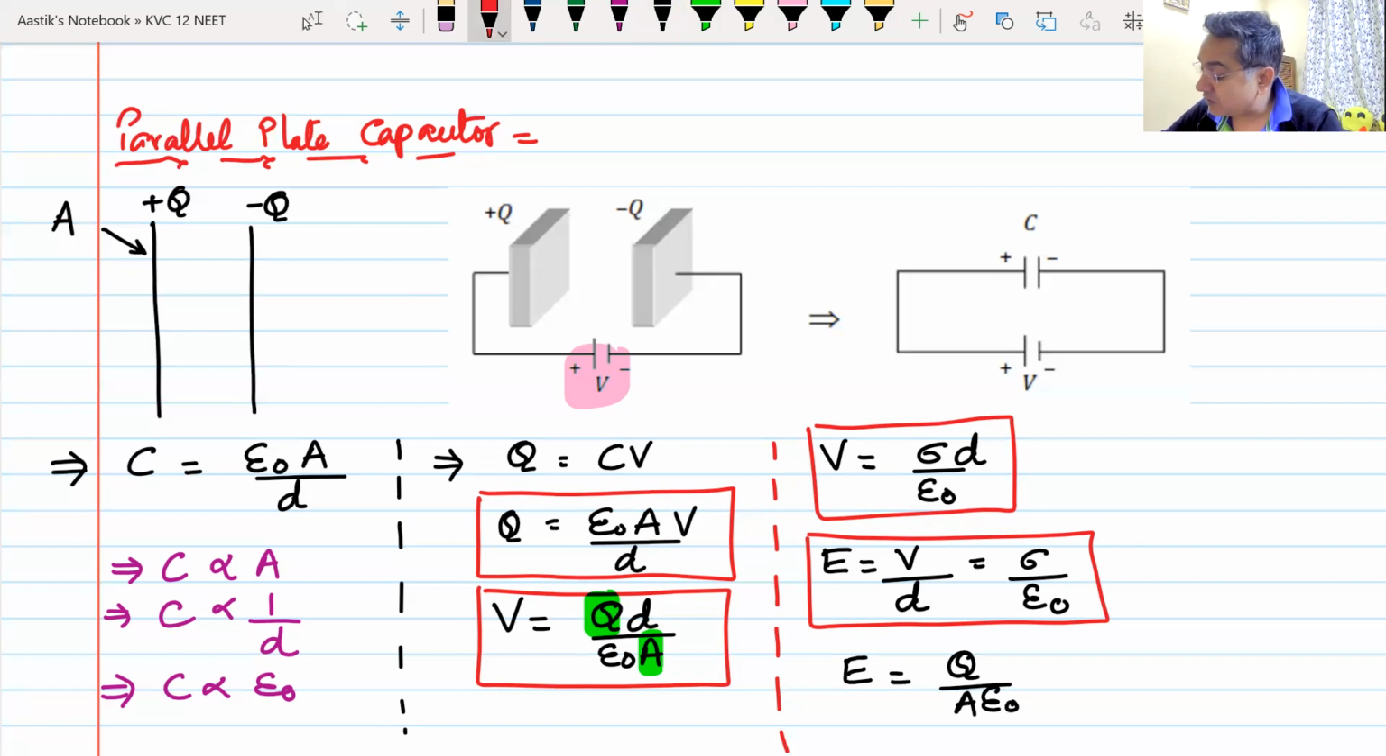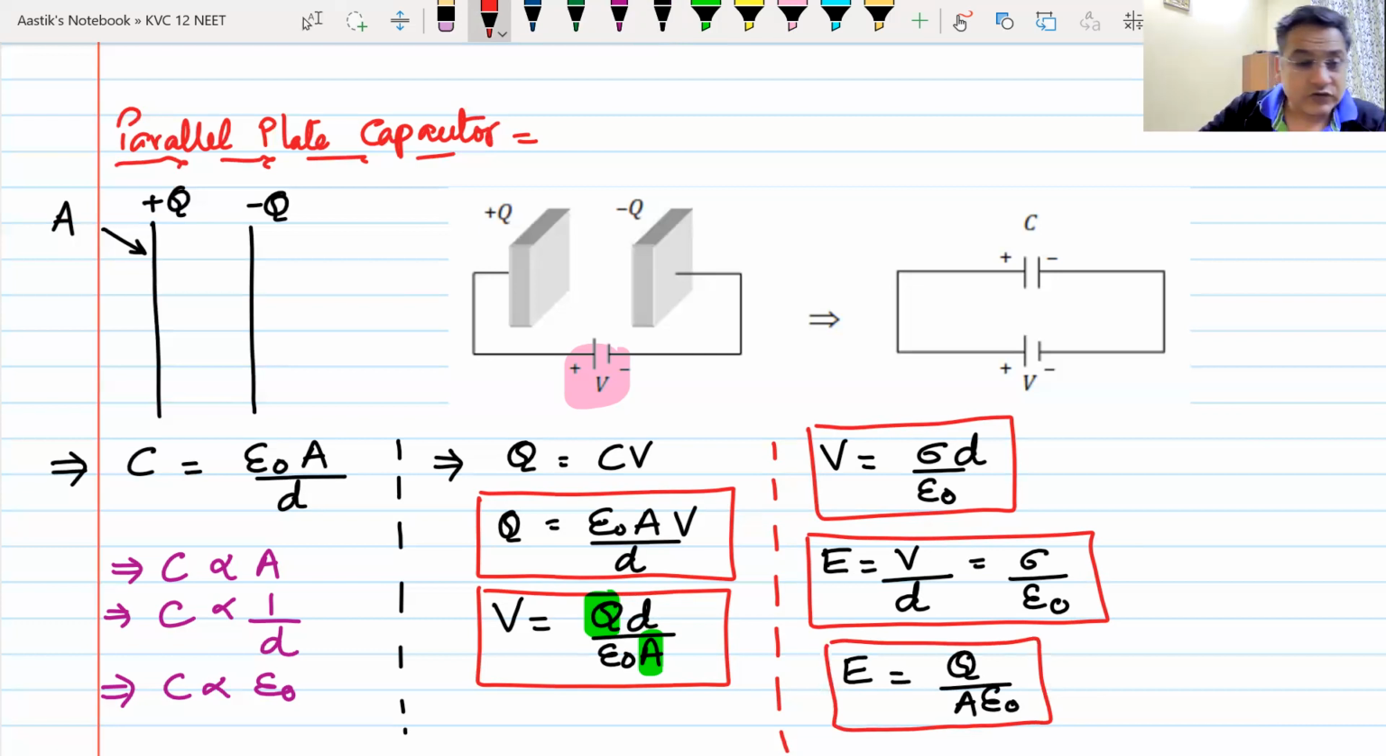Now, if you can remember all these forms together, that is going to be a very good thing. I'll give you 2 minutes to note everything down. Now, these are the formulas when air or vacuum is in between the plates.